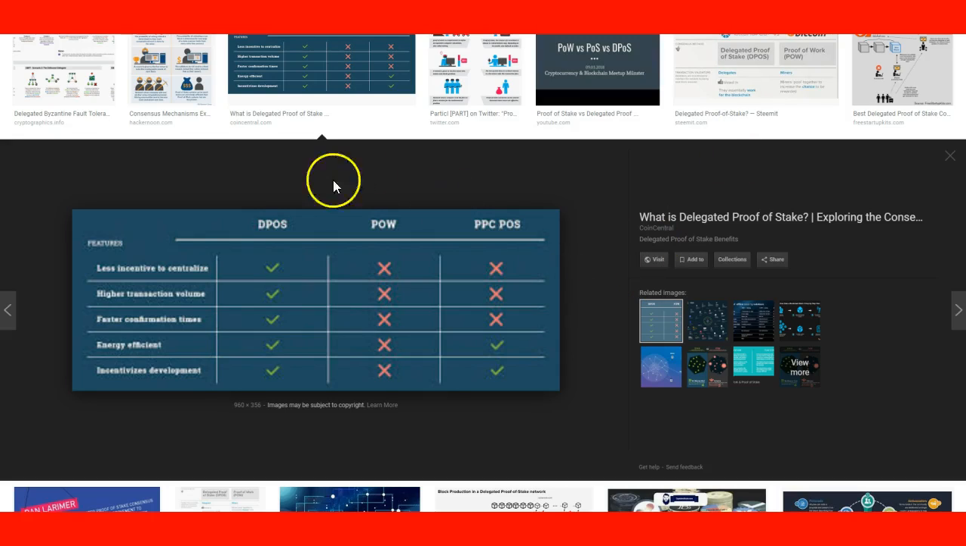And in this one, I just have this little diagram that I pulled off of Google that I wanted to show that is somewhat accurate in my opinion, showing the difference between delegated proof of stake, proof of work, and proof of stake. It's kind of blurry for you to see, but I'll go ahead and read it for you. The features, it says less incentive to centralize. Delegated proof of stake has a check mark, meaning it has less incentive to centralize, and I'll explain that in just a minute. Proof of work has an X and proof of stake has an X.